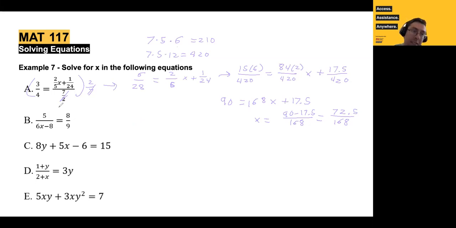Okay, so for this one, we multiply everything by 9 times 6x minus 8 to get rid of the fractions. 45 equals 8 times. You distribute the 8. You add 64, 109.